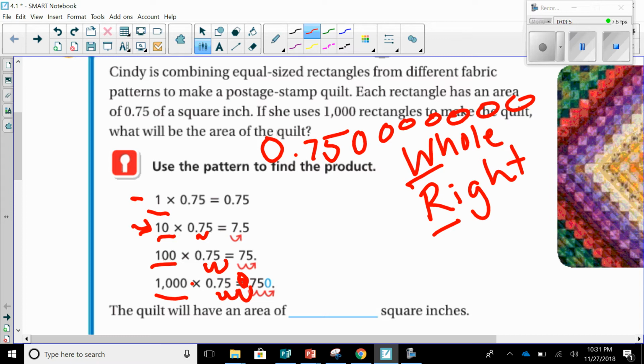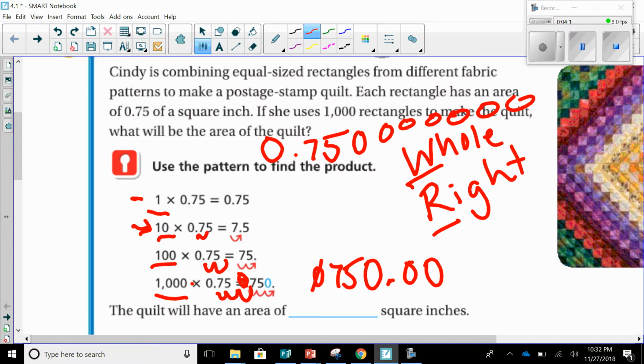So when I do that, my new answer is 750. Then my decimal point's over here. If it helps you to put zeros after it so that you know where that is, that's fine, and if you want to take that 0 off, that's fine. Either way is fine.